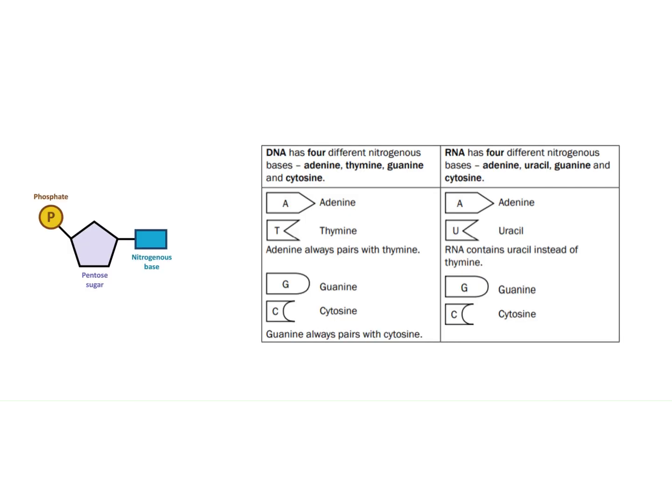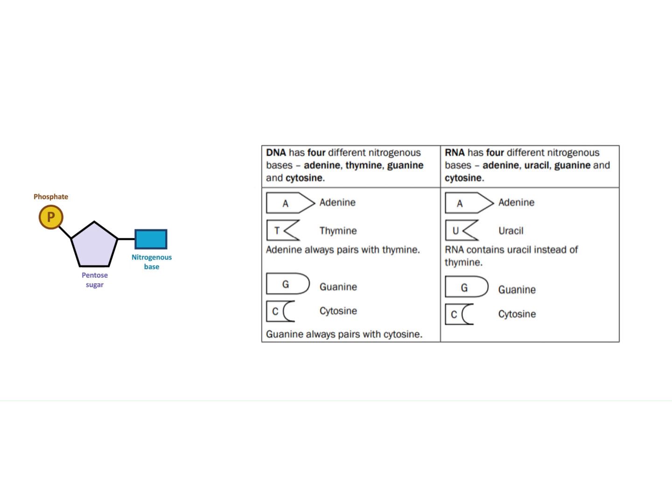Now, like I said earlier, both DNA and RNA have nucleotides, structured as shown on the left of the screen. DNA and RNA both have four different nitrogenous compounds. They both have adenine, guanine, and cytosine. However, the difference between the two of them is that DNA has thymine, whilst RNA has uracil.